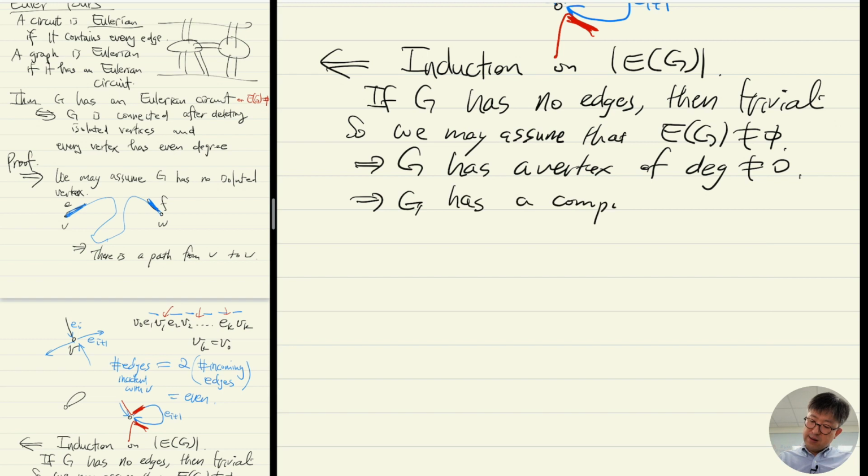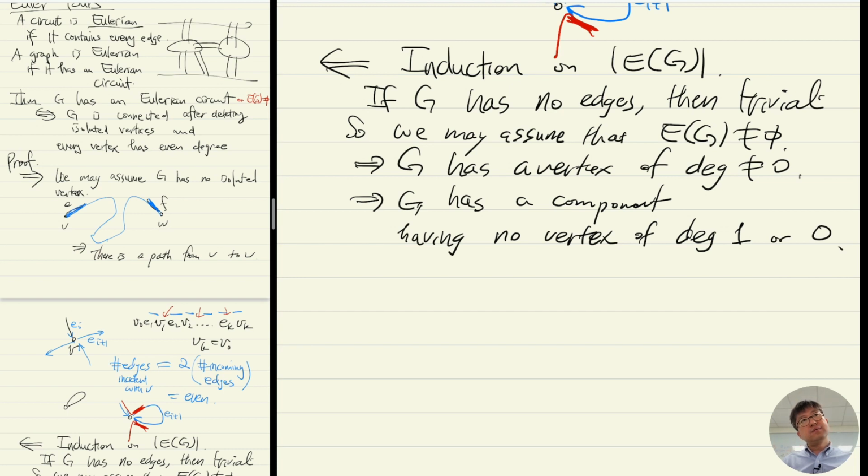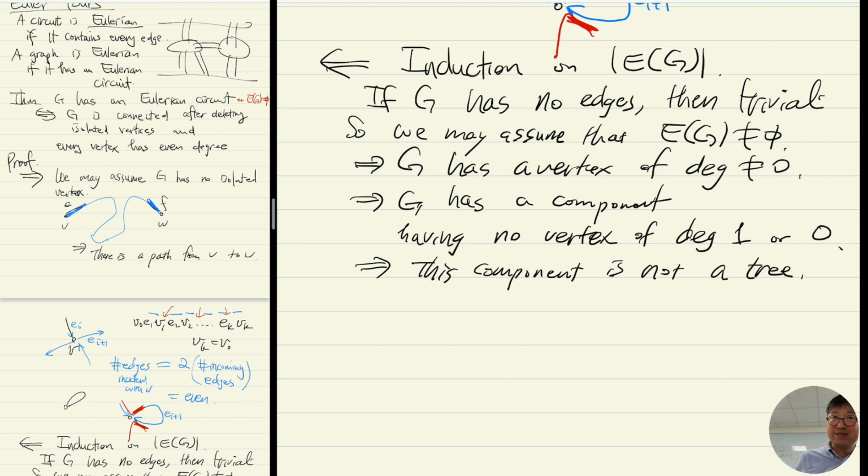So that means G has a component having no vertex of degree 1 or 0. Let's take a component having at least one edge, and that component has no vertex of degree 1 because by the assumption every degree is even. So this component has no vertex of degree 1 or 0, and that means it's not a tree, because every tree with at least two vertices has a degree 1 vertex. And so there's a cycle. So G has a cycle.